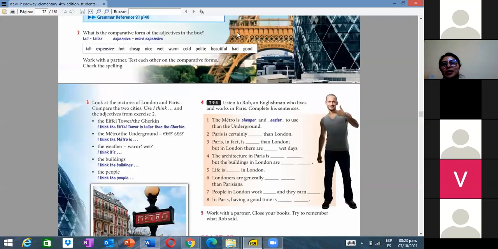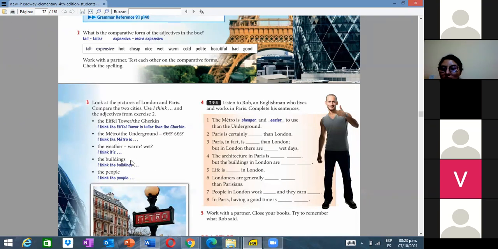Okay, class, please, 1 minute more. I want to see your sentence. Please look here, you have the example, right? And in the next sentence you have the topic. Here you have to compare the metro and the underground. The next, the weather, maybe warm or wet. You have to compare that. The next, you have to compare the buildings. And finally, the people.